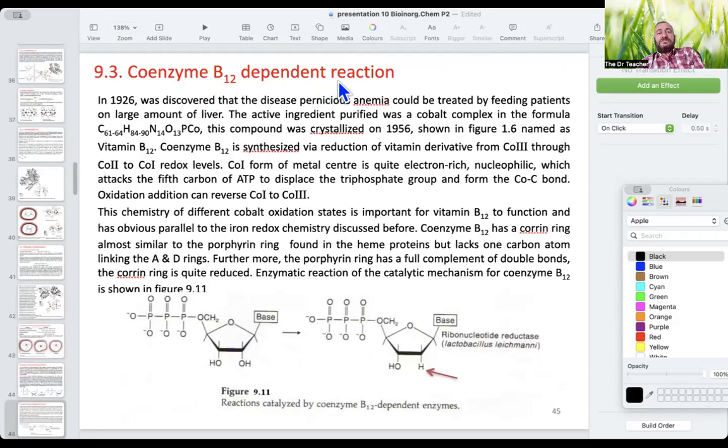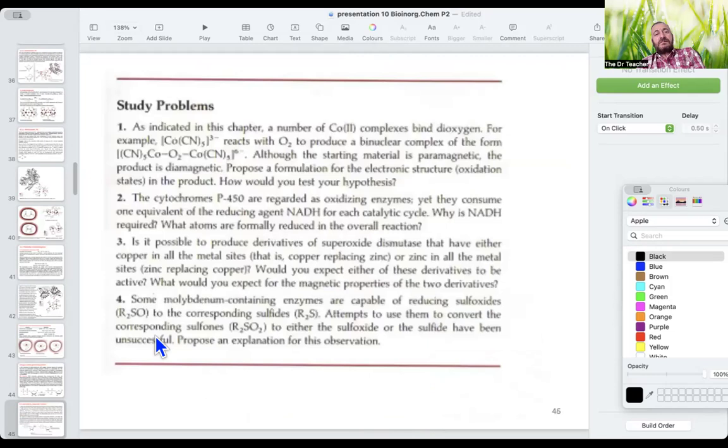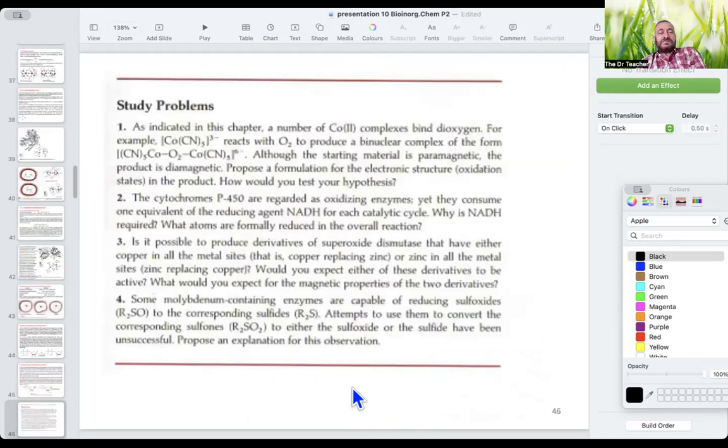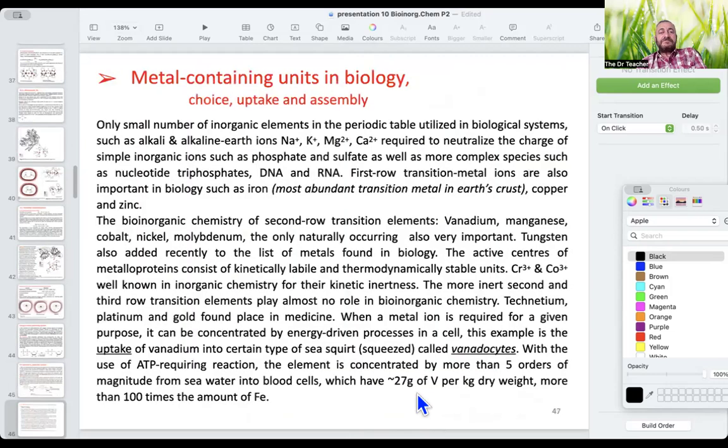Coenzyme B12 dependent reactions. That was discovered in 1926. B12 reactions are catalyzed by coenzyme B12 dependent enzymes. You see the reaction, and here is the ribonucleotide reductase. And there was an example here from the book to study.